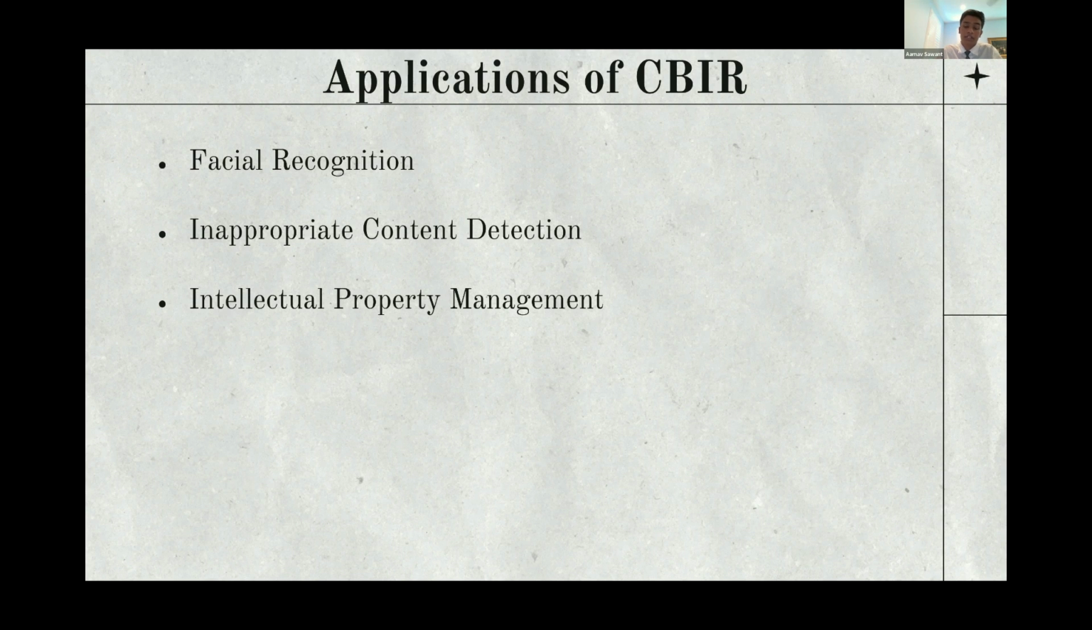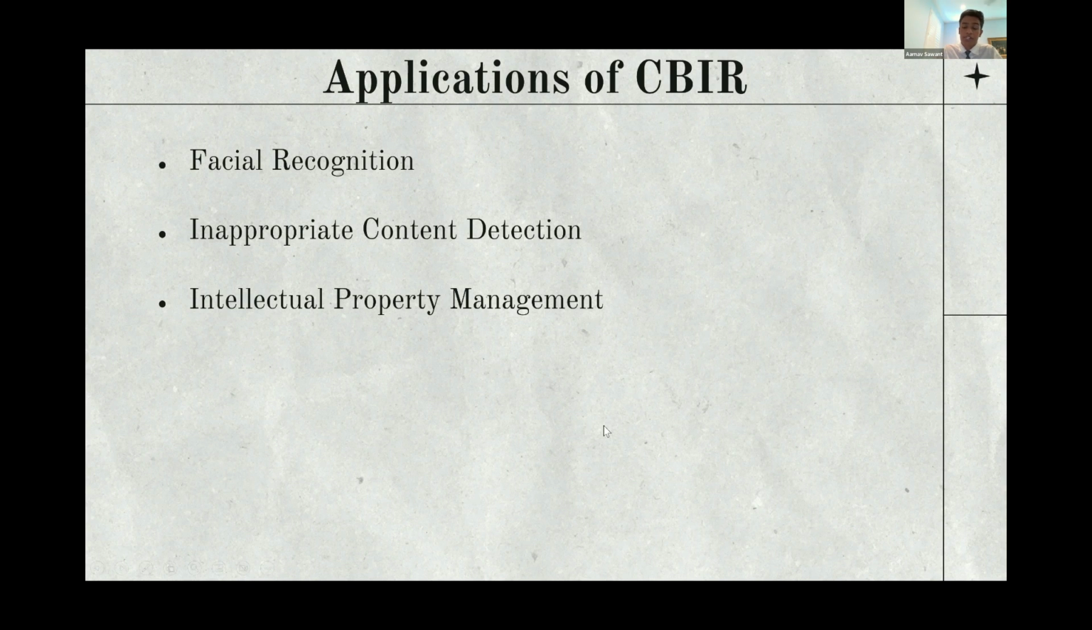The second thing is inappropriate content detection. In this application, you'll have a set of images originally of inappropriate content. As you get a new image, you'll compare the feature vector of the new image with the feature vectors of the original images. And if it's close enough, you can assume it's inappropriate content.